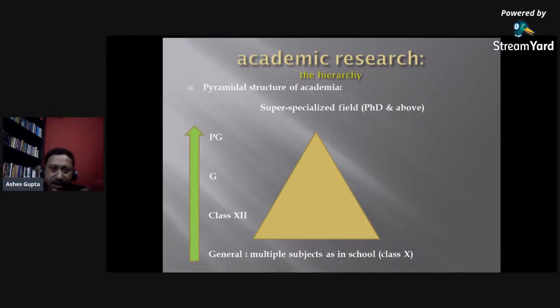So hence I present to you a pyramidal structure of academia in order to stress the point that when you come to the stage of research writing, you are so super specialized in your field that your credibility depends upon how you present your data in the proper format. And hence comes this know-how or the technicality of research writing.